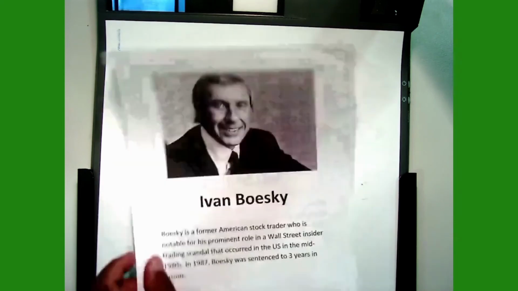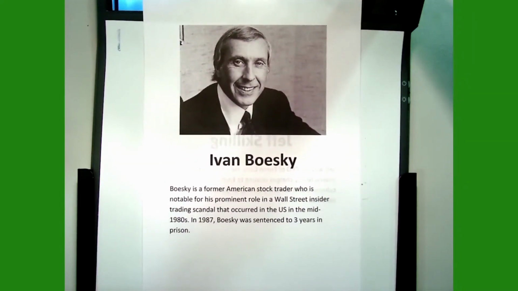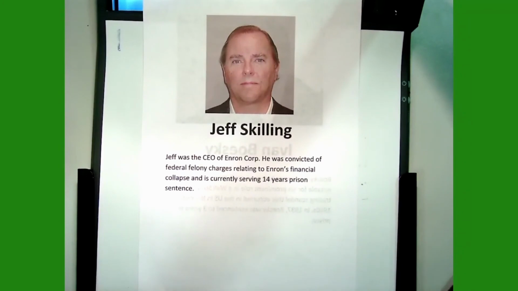Okay. And the next one is Ivan. He was a stock trader, and he was accused of an insider trading scandal in the 1980s, and he served only 3 years in prison. And the next one is Jeff Skilling. He was the CEO of Enron. He was convicted because of the collapse of the company, and he served 14 years in prison.